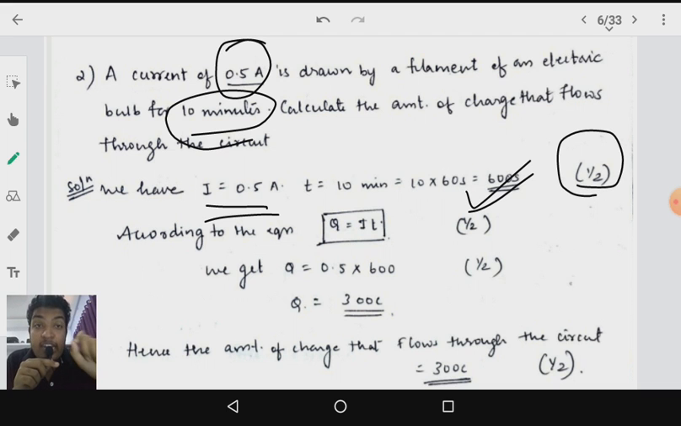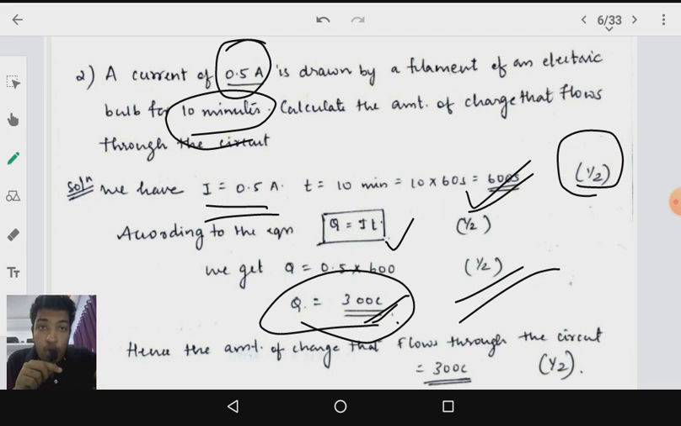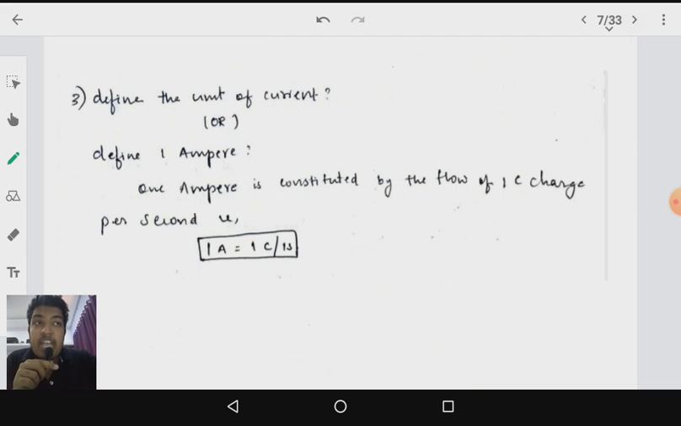Half a mark is for writing the formula, that is Q is equal to I t. Once we have the formula, we have to do substitution. Without substitution, you won't get this half mark. So please do the substitution, simplification and final answer. Upon simplification, we get 300 coulomb. Do not stop with that. You have to write a conclusion statement. We have got that Q is equal to 300 coulomb. Do not hesitate to write a conclusion that the amount of charge flowing through the circuit in 10 minutes is 300 coulomb. This completes your answer. Let us move on to the next question.